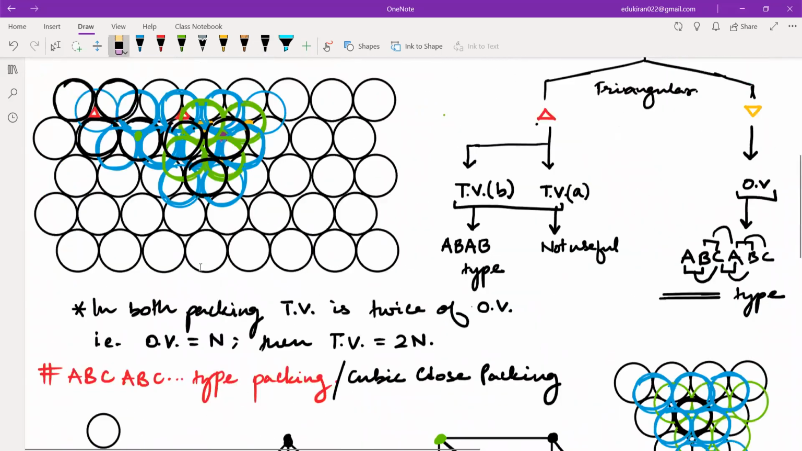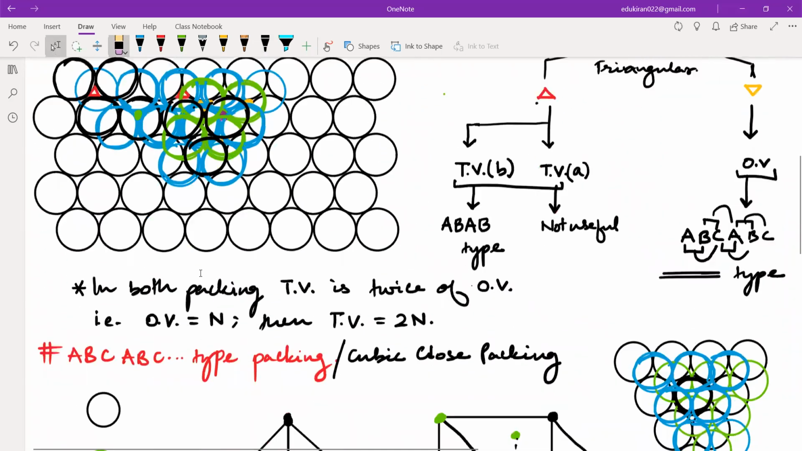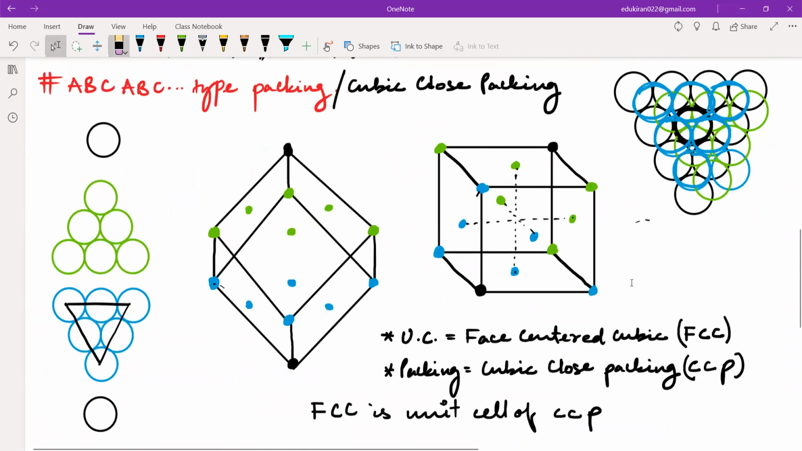I have shown you using the packing. Let me show you using the unit cell. Now look at this green atom here. Can all of you see this? Yes or no? This green atom. Yes, sir.